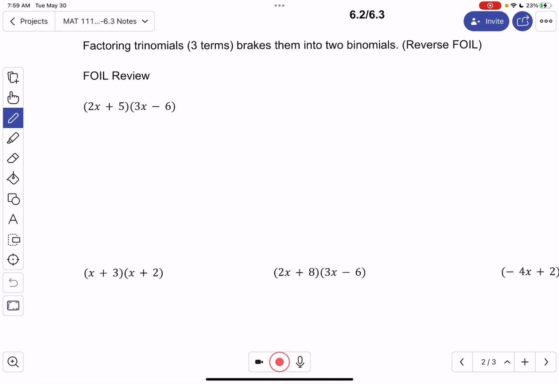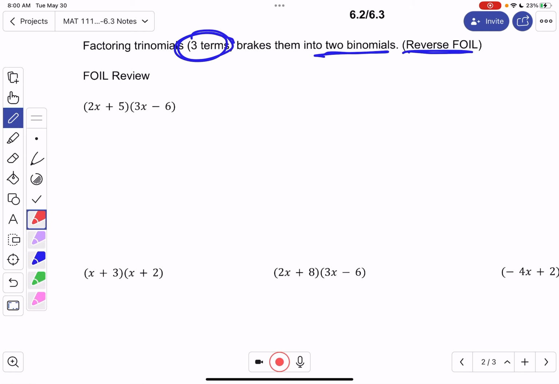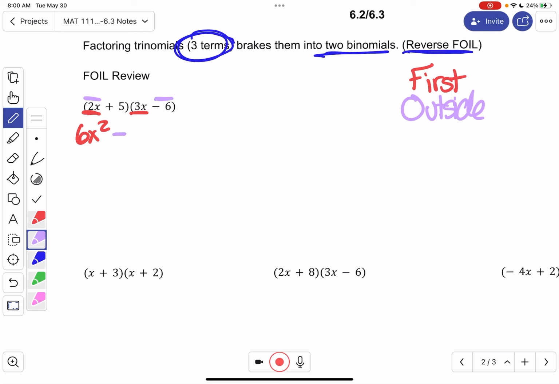A trinomial has three terms, and when we factor it, we're breaking it into two binomials. It's reversing FOIL. We're going to review FOIL to make sure you remember. The F stands for first. When you're multiplying two binomials, you multiply the first term in each and get that. The O stands for outside. So multiply the terms on the outside of the binomials, paying attention to your signs.